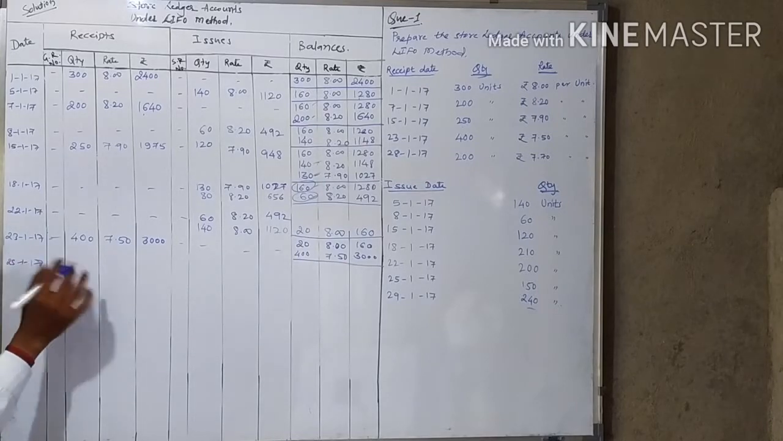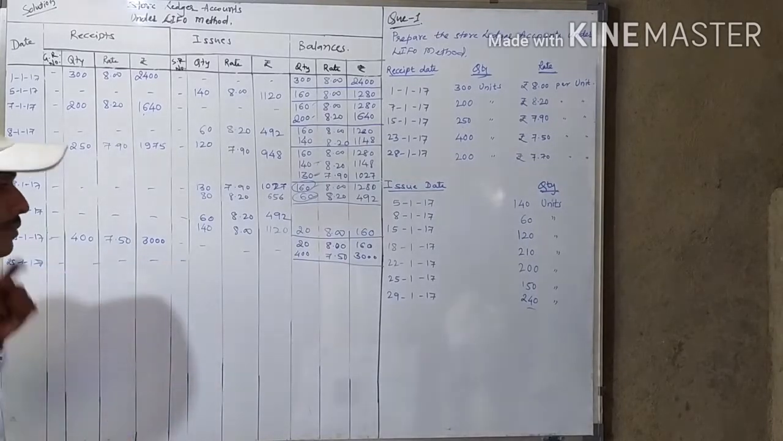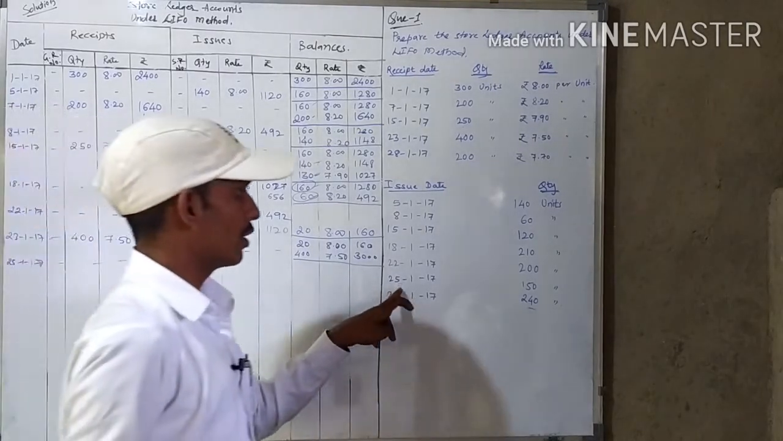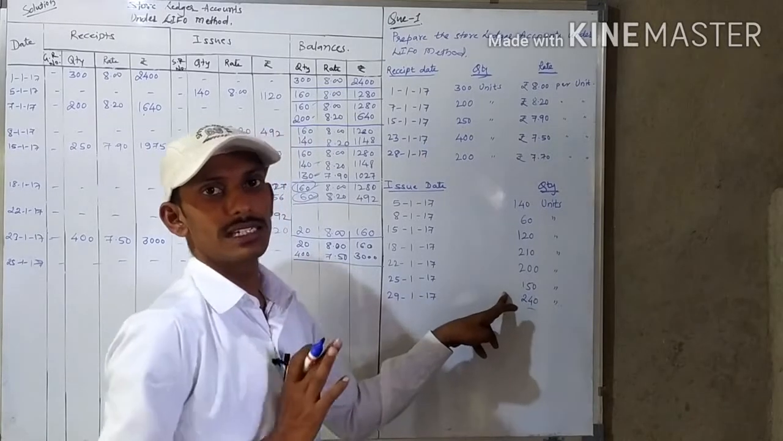Okay, receipt is not taken, so put nil in this column. So we have to show the issue. How much quantity we need to issue on 25th? 150 units need to be issued.